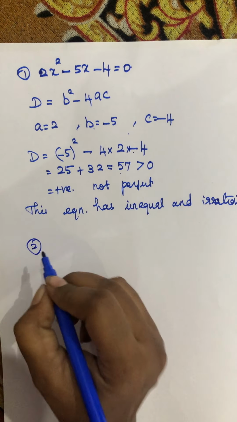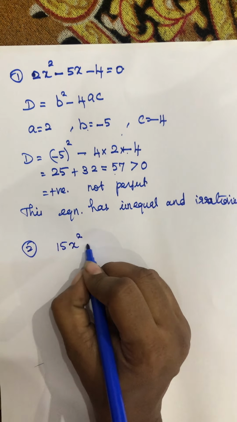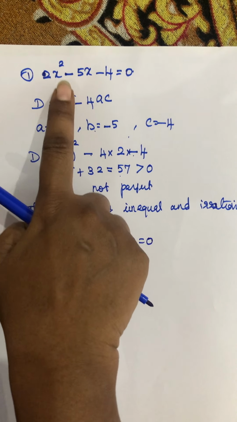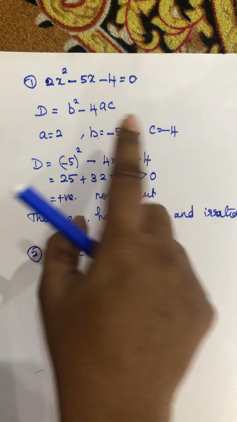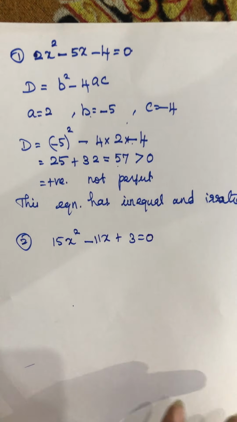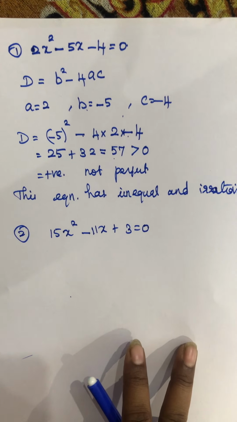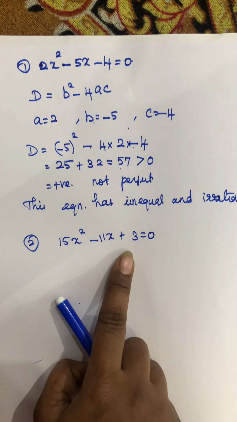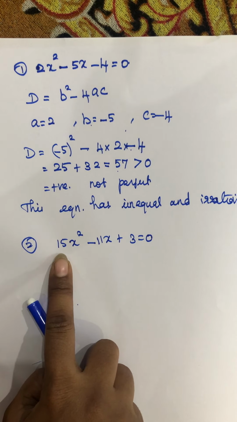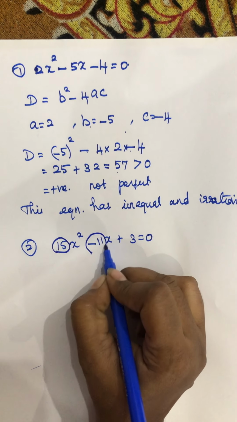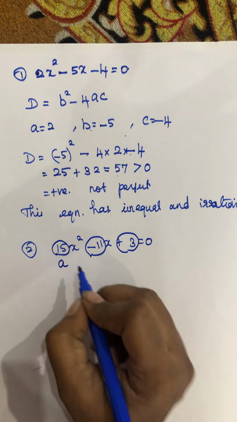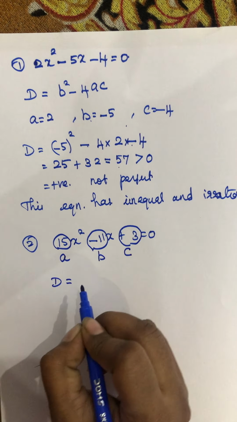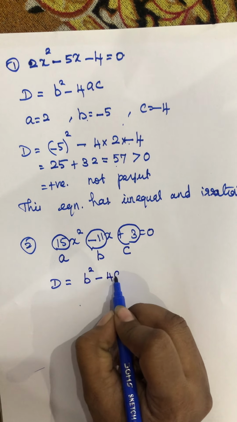Now go to the second sum: 15x² − 11x + 3 = 0. Students, in this question we do not find the roots, we just find the nature of the roots. You will be asked to find the nature of the roots only, not the roots. Without solving this, find the nature of the roots. This is a, this is b, and this is c.